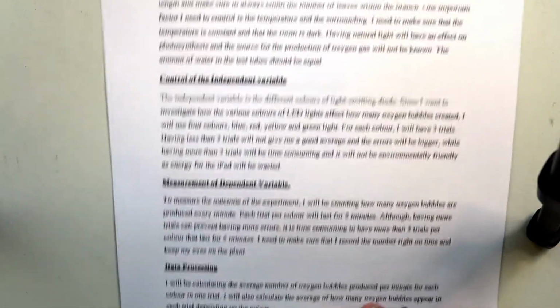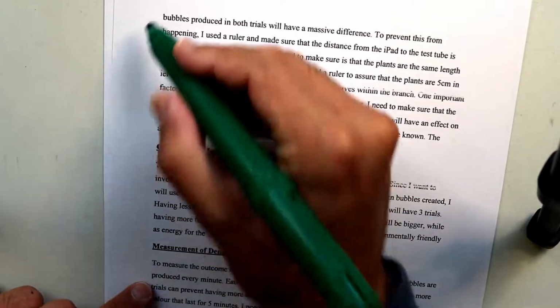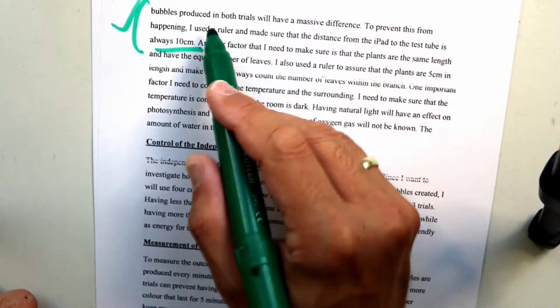Prevent this from happening, I use the ruler to make sure the distance in the test tip is always 10 centimeters. Okay, here she does the justification. I think that's okay. She uses a ruler to do that.